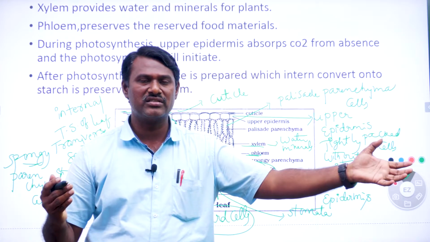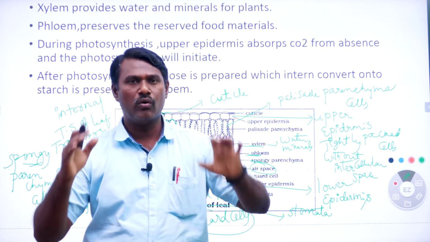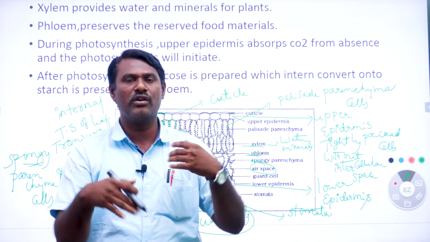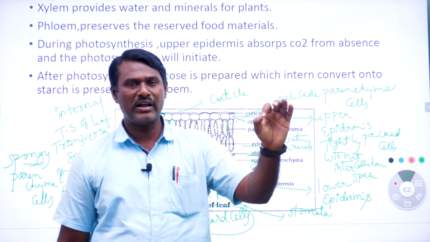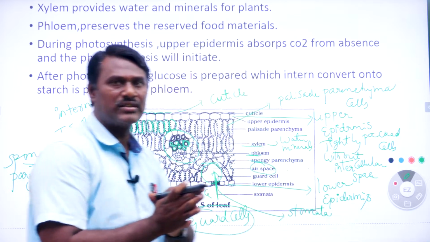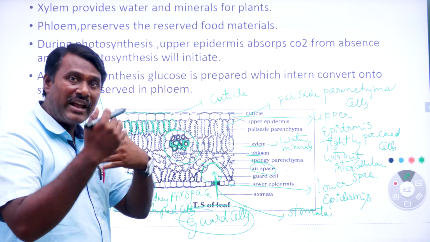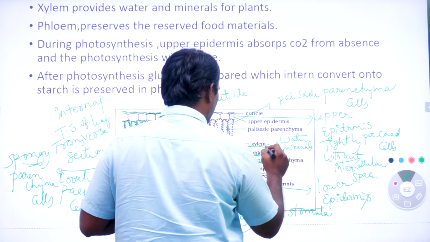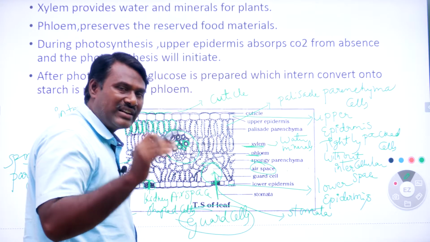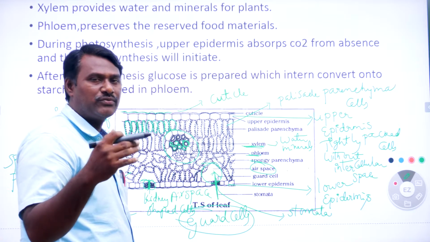So earlier we have discussed the four factors of photosynthesis. So water is also one of the essential factors required for photosynthesis. So that water which is essentially required for photosynthesis is taken up by this xylem. Okay. So that xylem will provide water and minerals for the plants for photosynthesis.